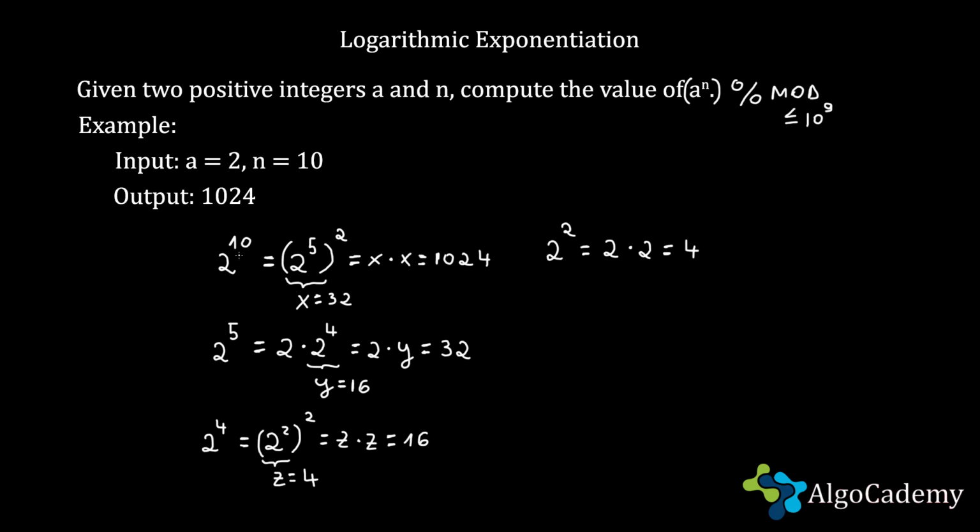Here, n was 10. On the next step, n was 5. On the next step, n was 4. On the next step, n was 2. So as you can see here, from 10, because it is an even number and I can write it as 5 cross 2, n became 5.